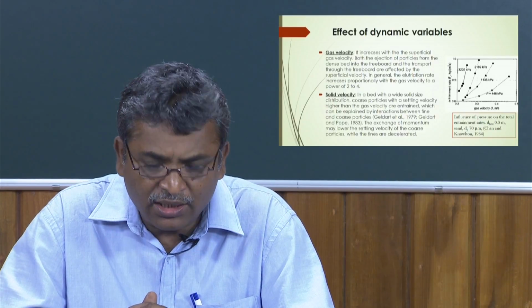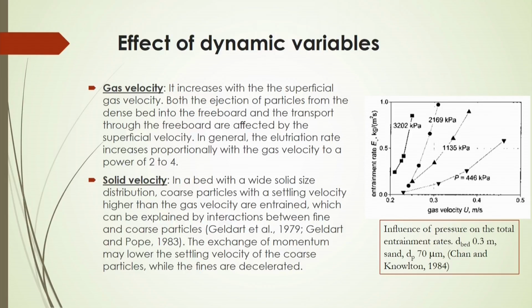Because of this movement of solid particles downward and upward, based on the settling velocity and the relative velocity of the gas to the solid particles, there will be interactions between the fine particles and the coarser particles. Then an exchange of momentum between the coarser and finer particles will happen, and sometimes it may lower the settling velocity of the coarser particles, while the fines are decelerated.